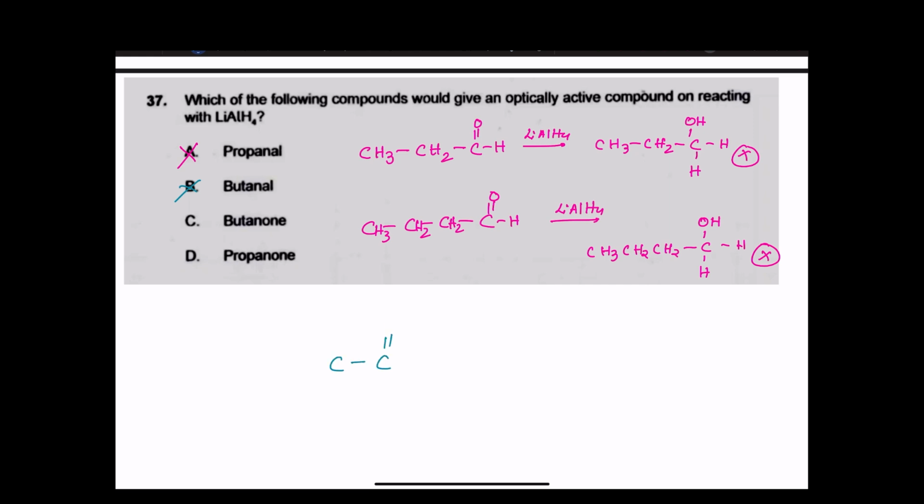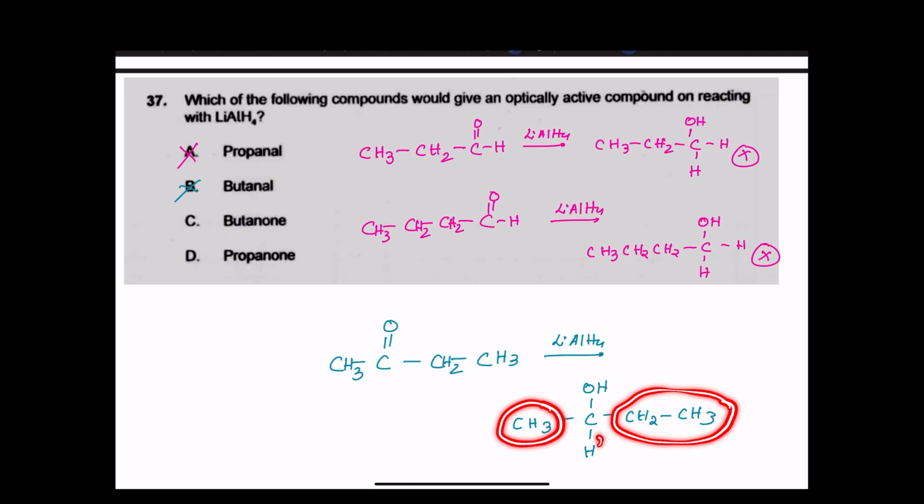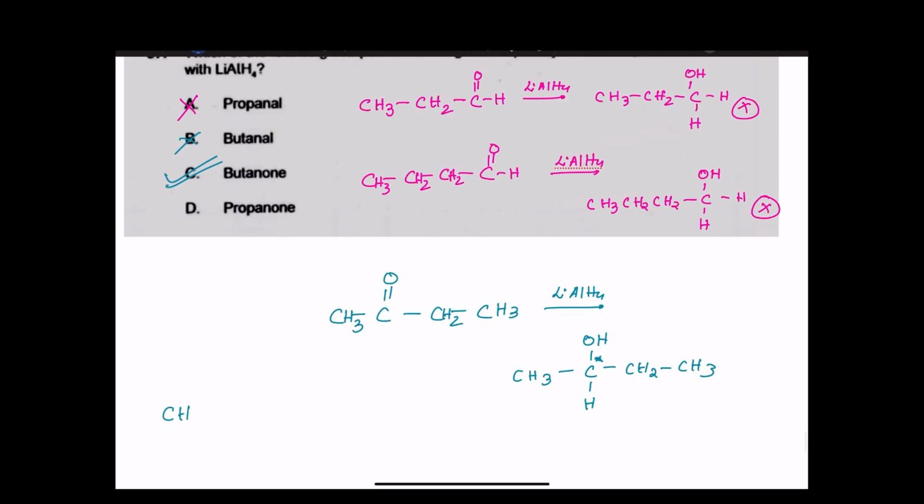Butanone. Butanone is a ketone. Look like this. If you put LiAlH4, you will get CH3, COH, H, CH2, CH3. Now if you look at this carbon, this is one group, this is a different group, this is a different group, this is a different group. So 4 different groups are attached to this carbon. That means this is a chiral carbon. So butanone is actually optically active. Answer is option C.